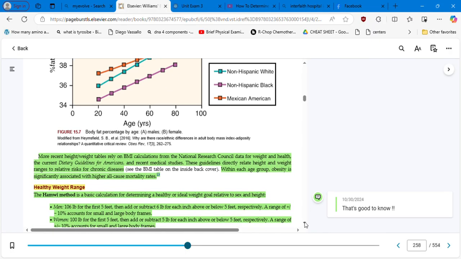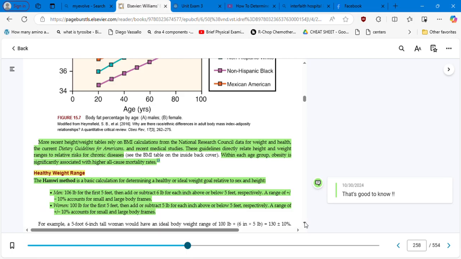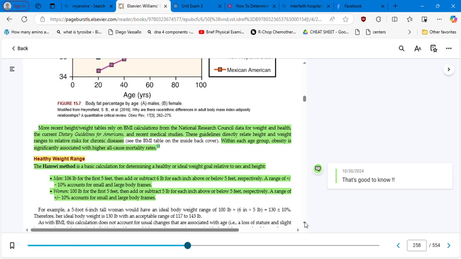Okay, so more recent height and weight tables rely on BMI calculations from the National Research Council data for weight and health, and the current dietary guidelines for Americans and recent medical studies. These guidelines directly relate height and weight ranges to relative risk for chronic diseases. So the amount of fat, again, to summarize, the percentage of fat in the body is going to determine, especially if it's abdominal fat, right? Adipose tissue in the abdomen, based on the waist circumference.